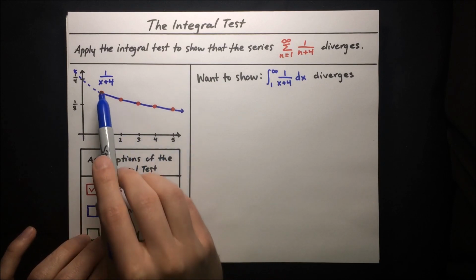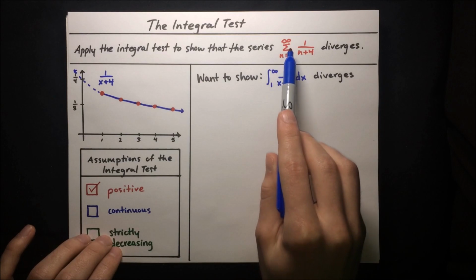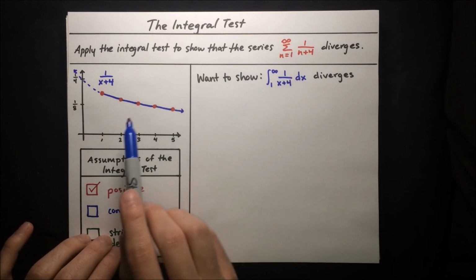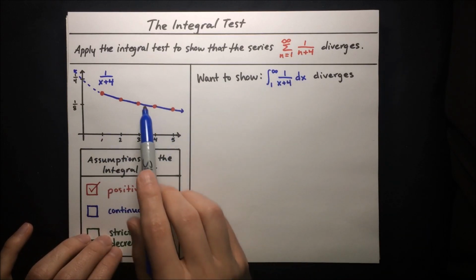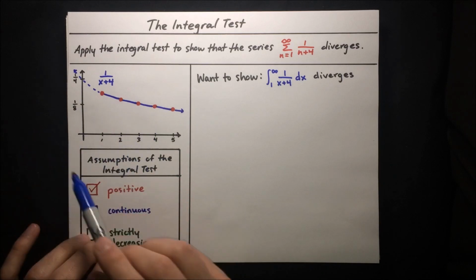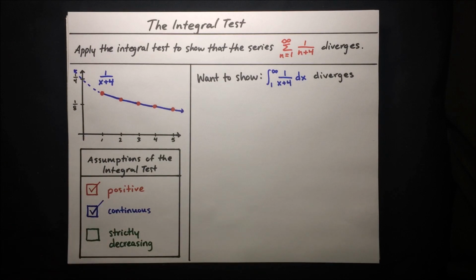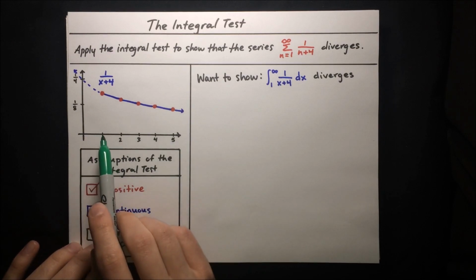We're only interested in x on the domain from 1 to infinity. That's what our integral is, that's what our series is. So on this domain of 1 to infinity, our function is continuous. The only discontinuity problem happens outside of our domain. So we're all good.